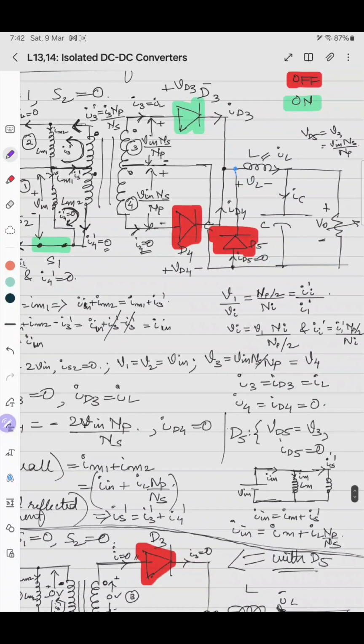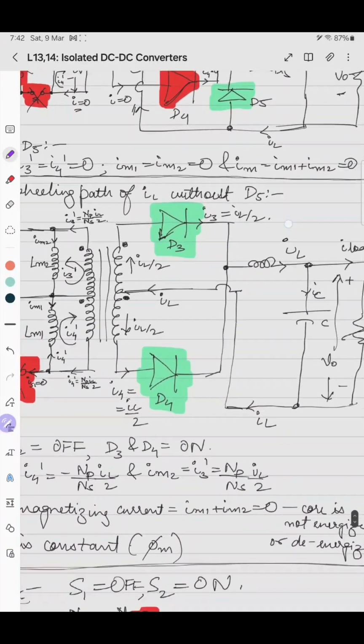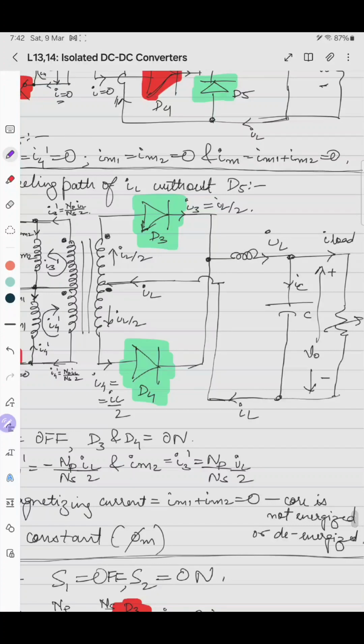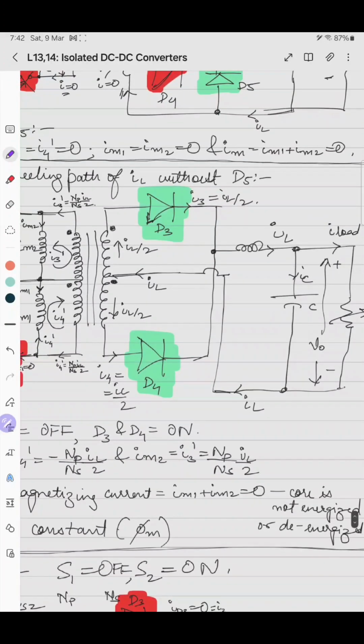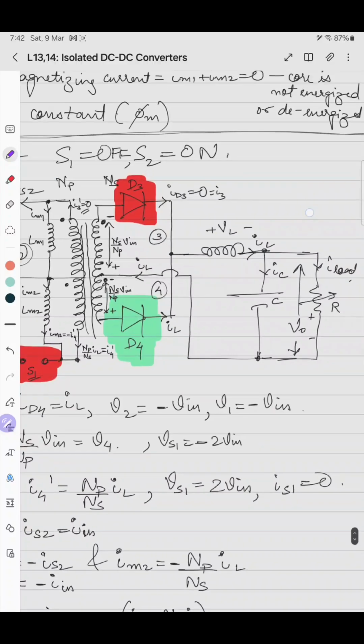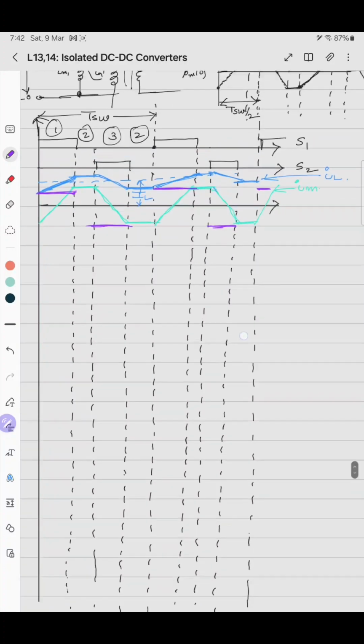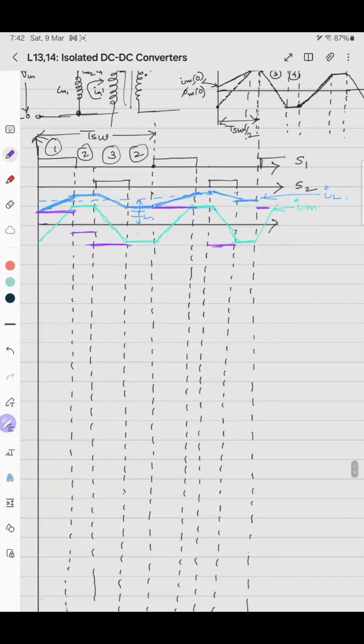As it's a buck converter, this is greater than this, so it is positive. In the second case, it is 0 minus V naught, so basically minus V naught. In the third case, sorry, this is the third case, it is minus of NS by NP into V in minus V naught. So minus of the case 1 what we saw. So it will be like this, and this is one switching period.